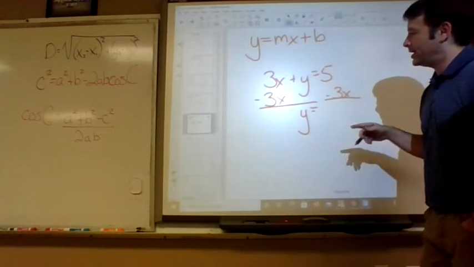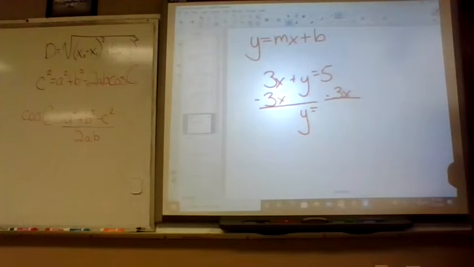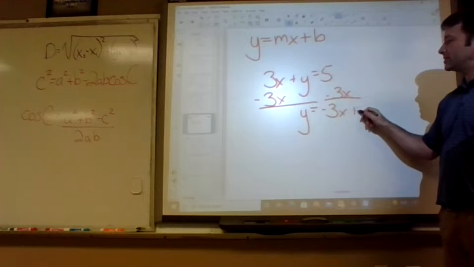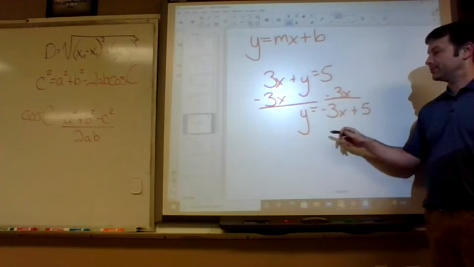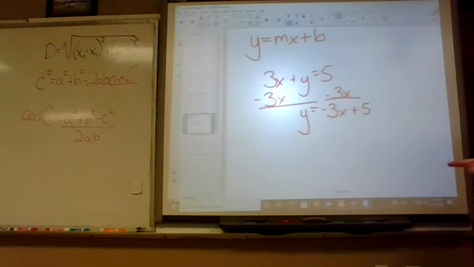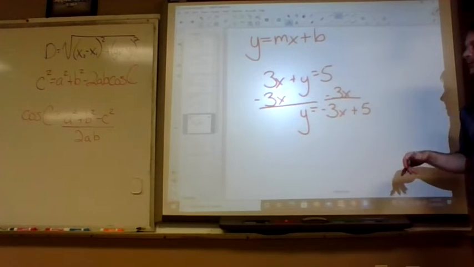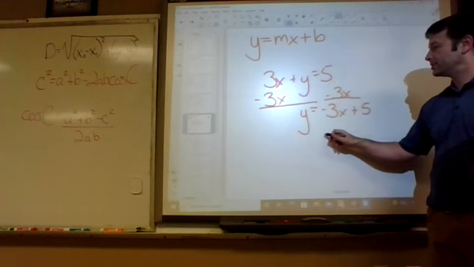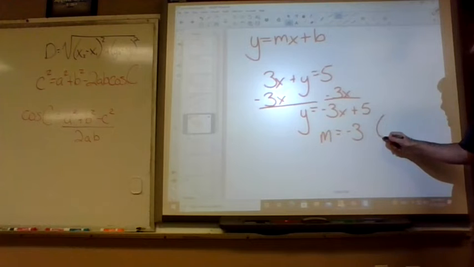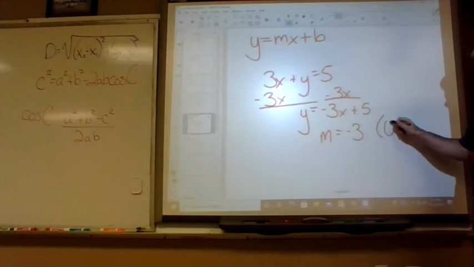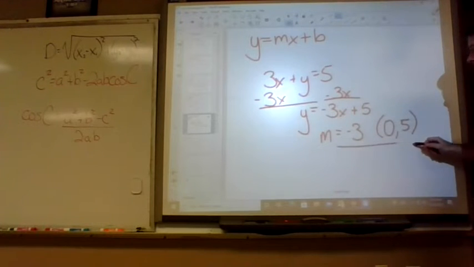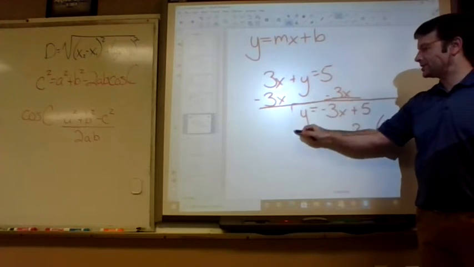But just like on Friday, I'm not going to write 5 minus 3x. I'll write -3x plus 5, because that is slope-intercept form. I just remembered, we're also supposed to state the slope and y-intercept. So what would the slope be then? -3, and the y-intercept is at 0, 5. All of that's the answers.